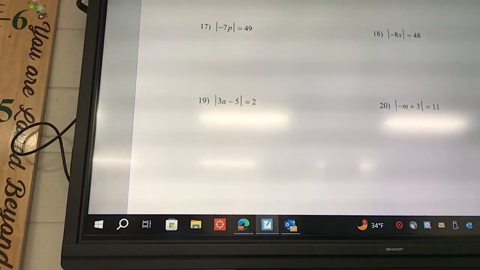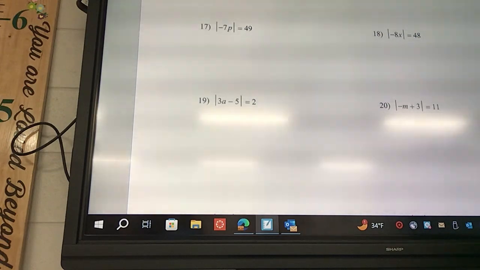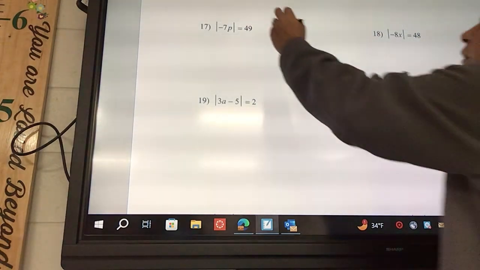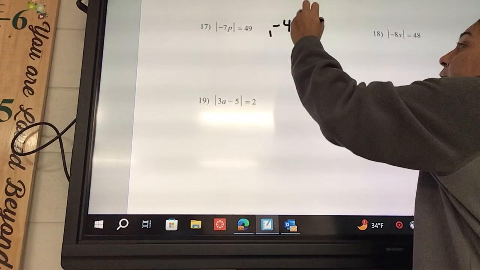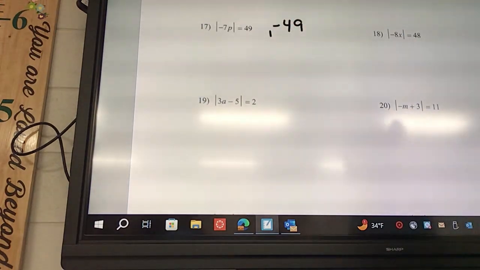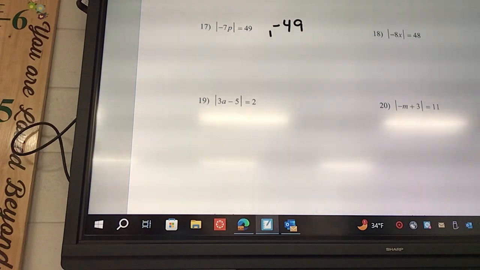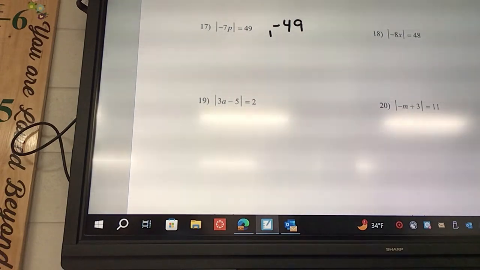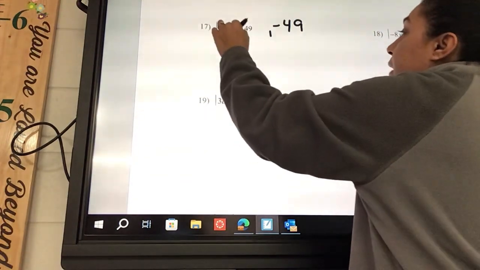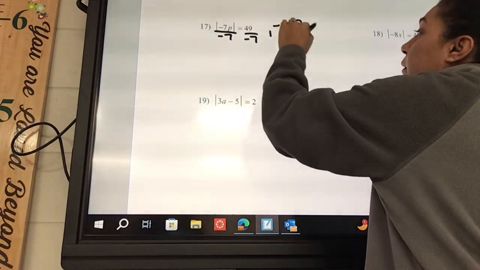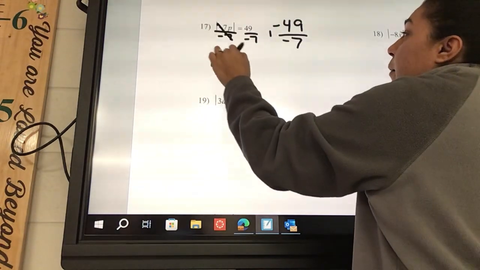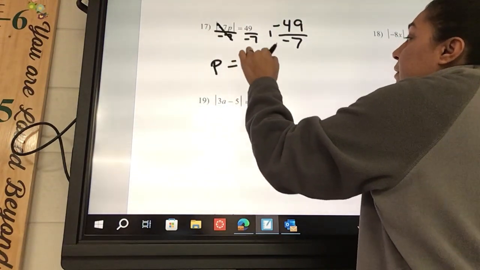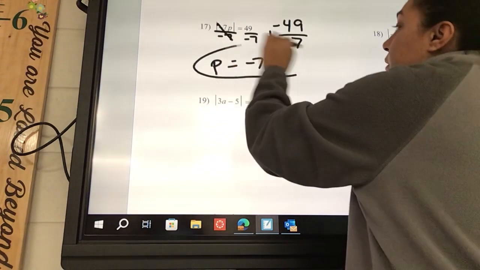So as long as there's nothing on the outside of the absolute value, then your first step can be comma and make it a negative, whatever that number is on the other side of the equal sign. Okay, if there is stuff, then you need to move that stuff first. Okay, and so now that we said comma, make it a negative, we can divide all of these pieces by negative 7. Okay, so I'm gonna get P equals negative 7 and 7 for my answers.